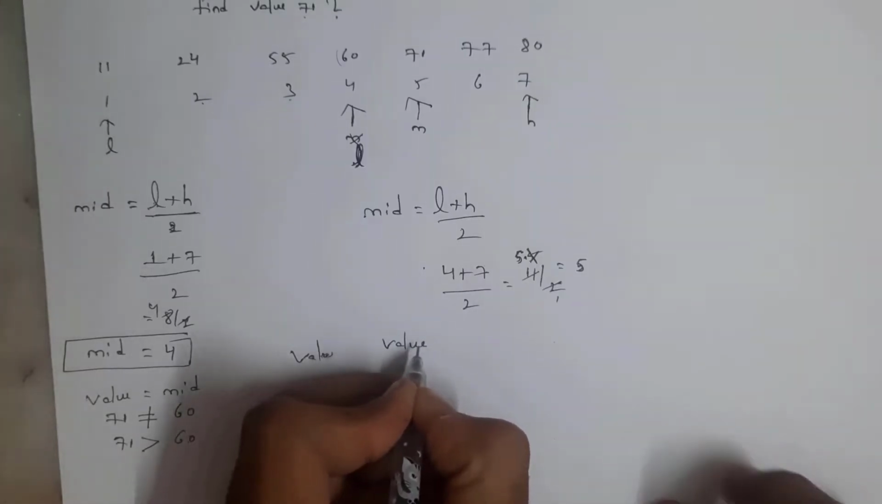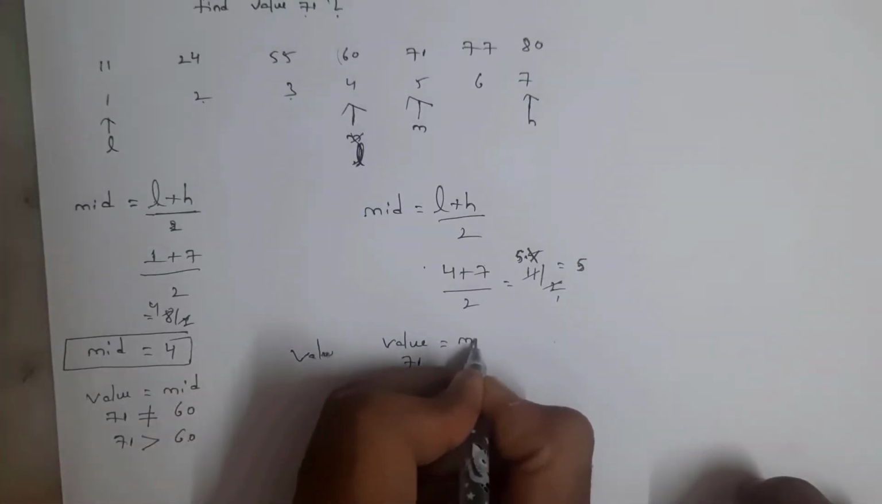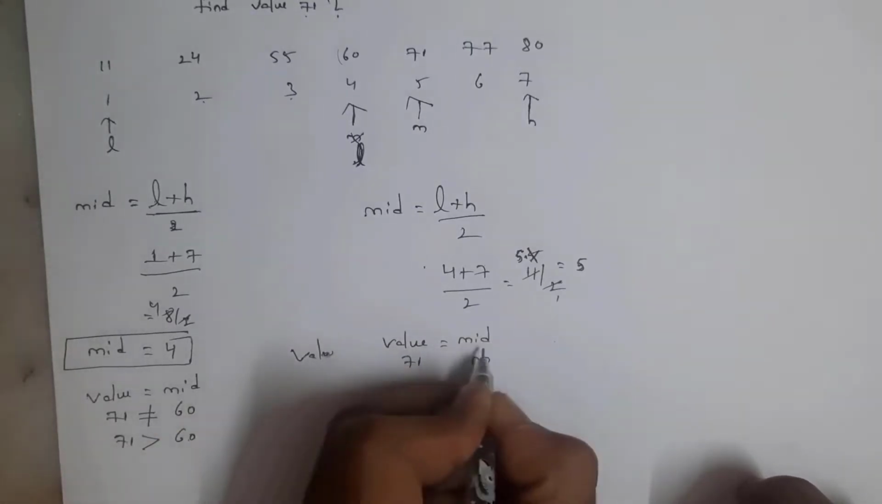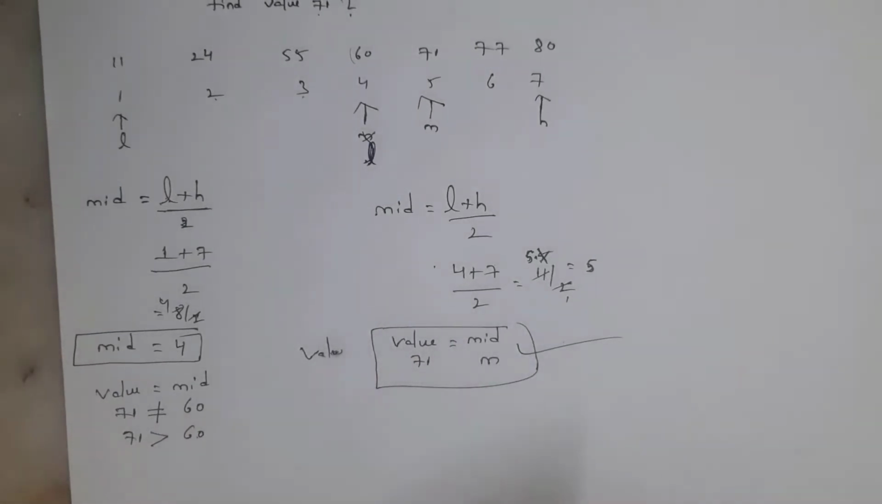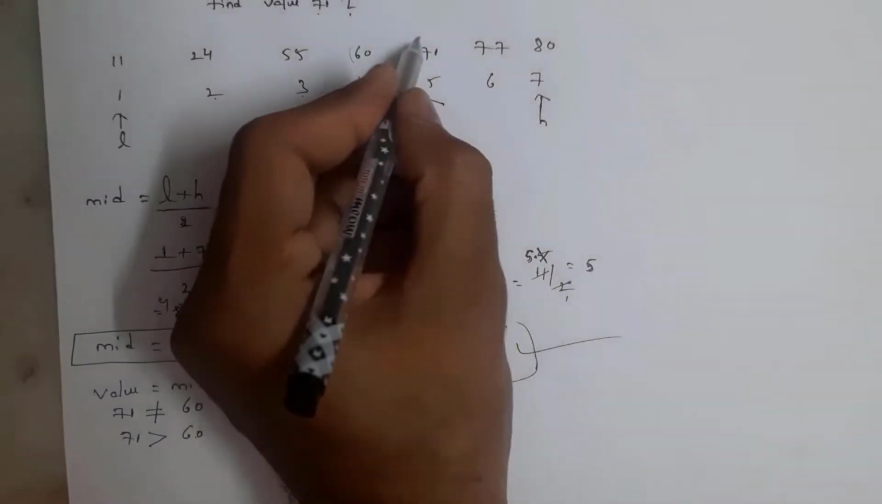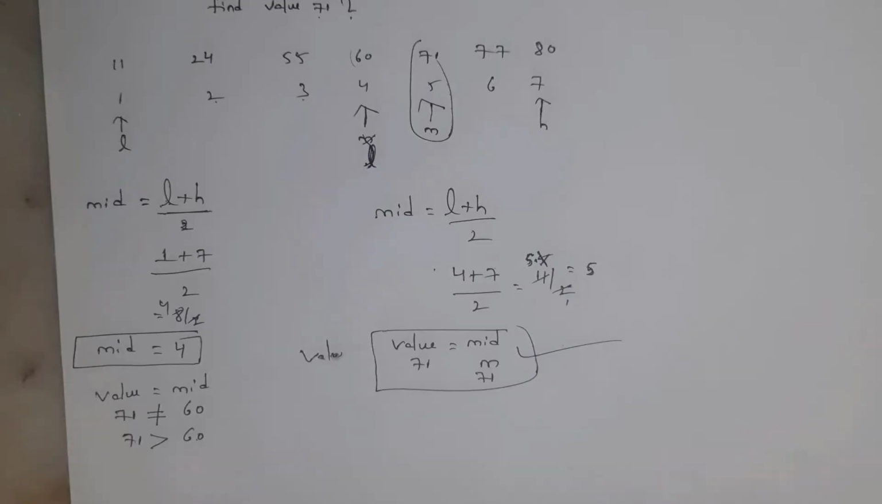Value which we need to find is 71. Here value is equal to mid. So we found that element. We found element 71. If value is equal to mid, then we can stop. We got our result. Our mid value is 71. This is how we can search a particular element by using binary search.